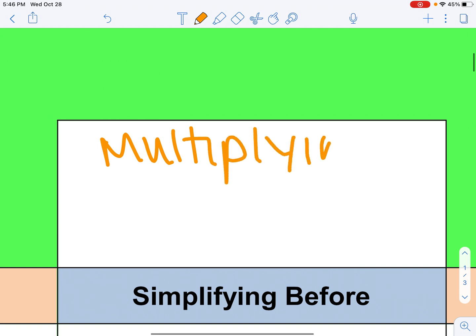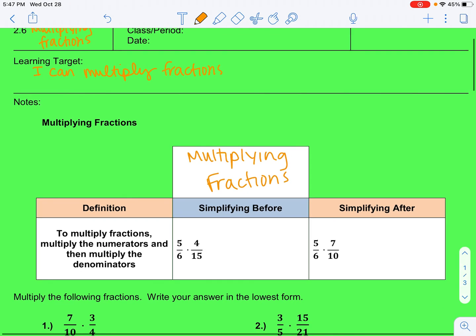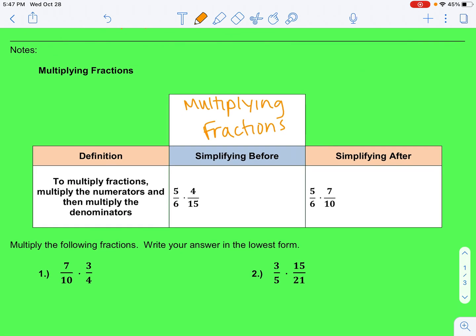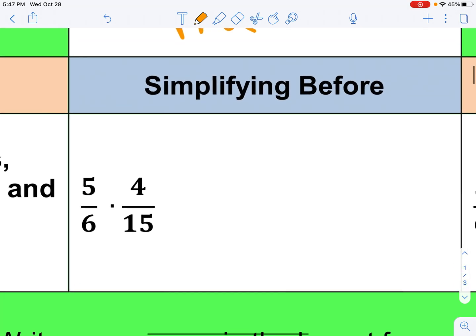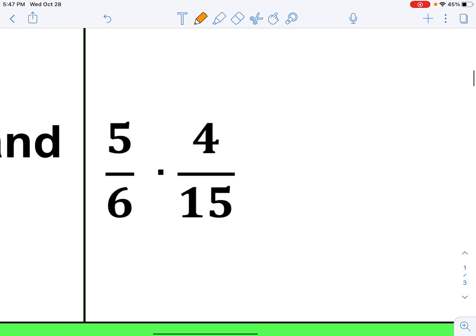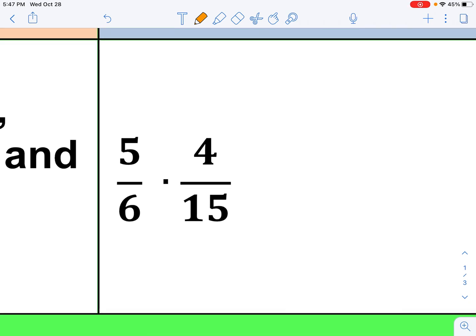So up at the top, we're just going to write multiplying fractions. When we multiply fractions, all you have to do is multiply the numerator by the numerator, and then multiply the denominator by the denominator. Okay? But there are two different ways we could go about this. We could just multiply straight ahead and then simplify at the end, or we can simplify now so that we don't need to simplify big numbers at the end. So when we simplify, we're going to simplify before in this case.